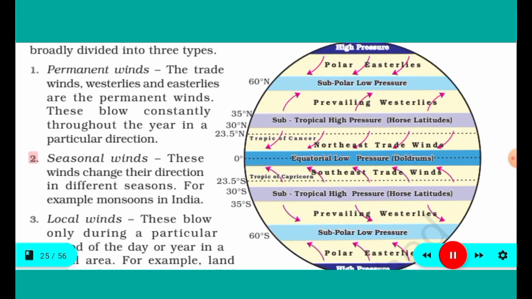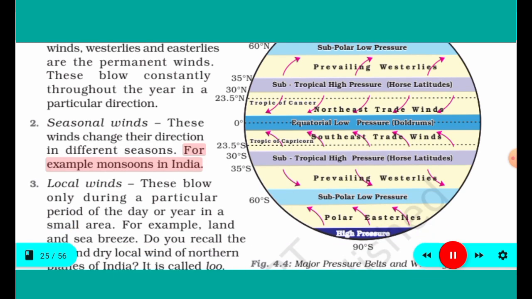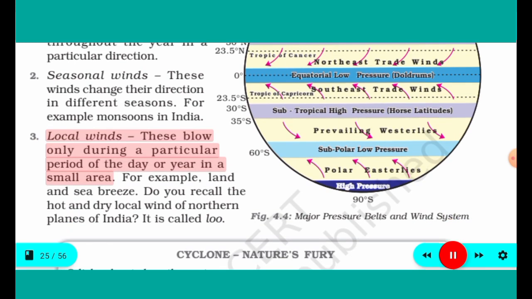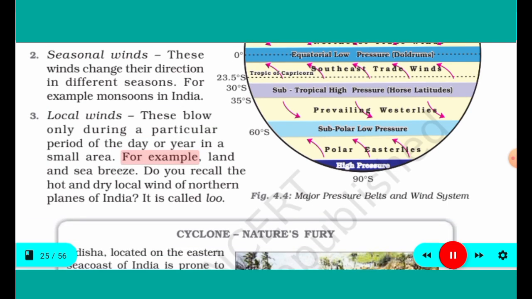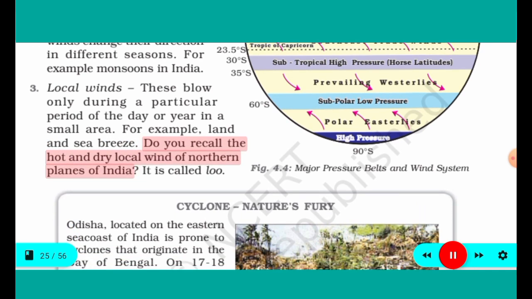2. Seasonal winds. These winds change their direction in different seasons. For example, monsoons in India. 3. Local winds. These blow only during a particular period of the day or year in a small area. For example, land and sea breeze. Do you recall the hot and dry local wind of northern plains of India?